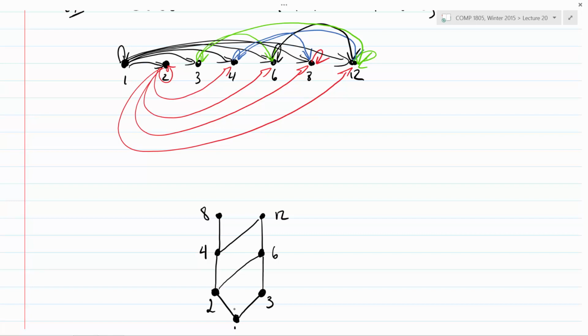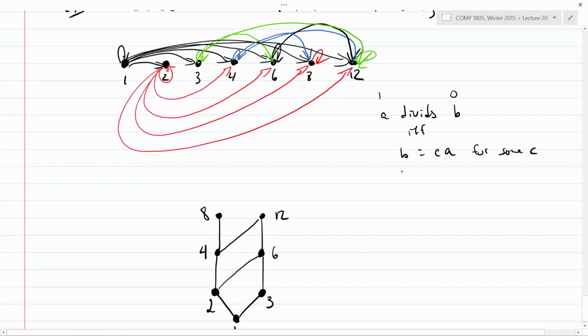If 0 were in the set, would it... Okay, so let's look at this. A divides B if and only if B equals C times A for some C. So you're asking if 0 divides or something divides 0? If 1 divides 0. Okay, so does 1 divide 0? Well, that would be if 0 equals 1 times C. So is there a C that does that? 0. Other questions?